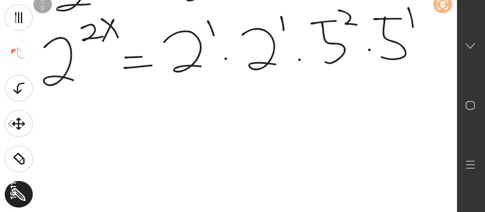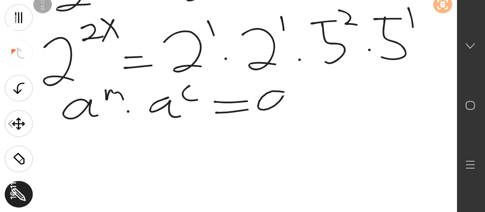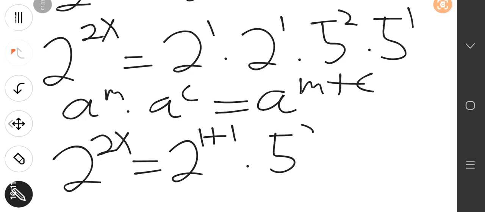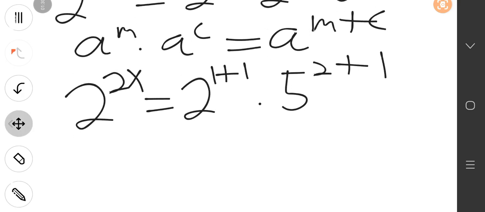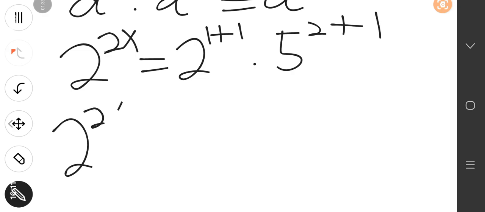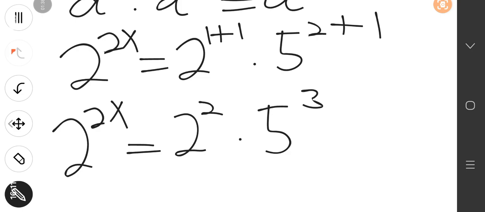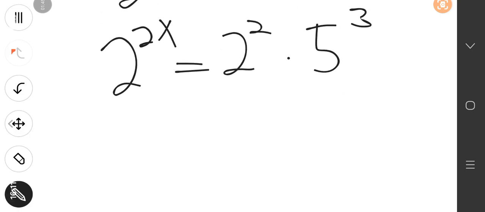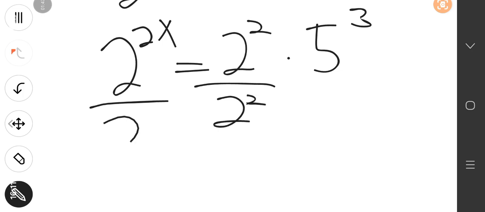Now let's apply the first law of indices. So a exponent m times a exponent c should give us a exponent m plus c. So you have 2 exponent 2x equals 2 exponent 1 plus 1 times 5 exponent 2 plus 1. So you're going to have 2 exponent 2x equals 2 exponent 2 times 5 exponent 3. So let's divide here by 2 exponent 2, here by 2 exponent 2, and here by 2 exponent 2. So this and this will cancel.